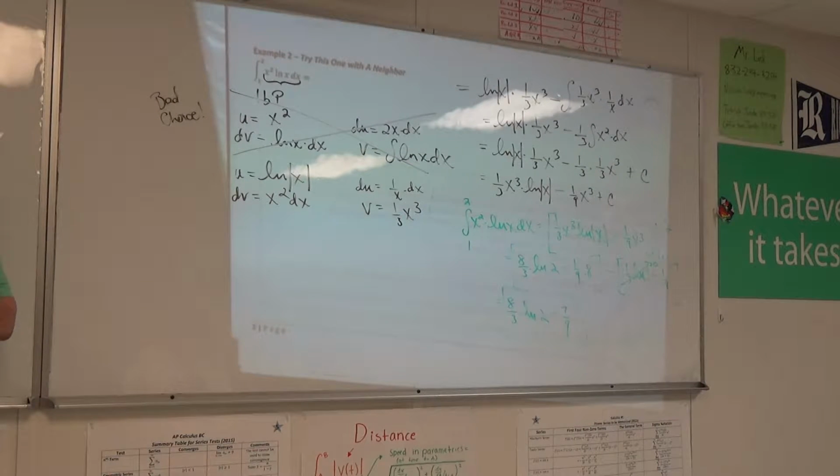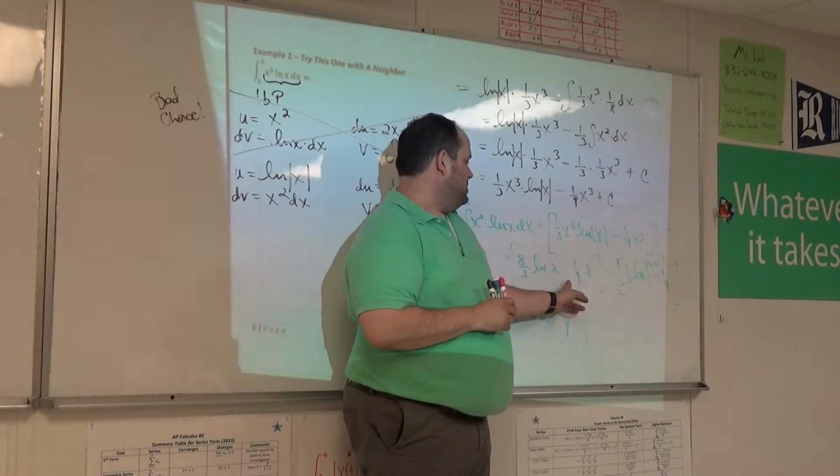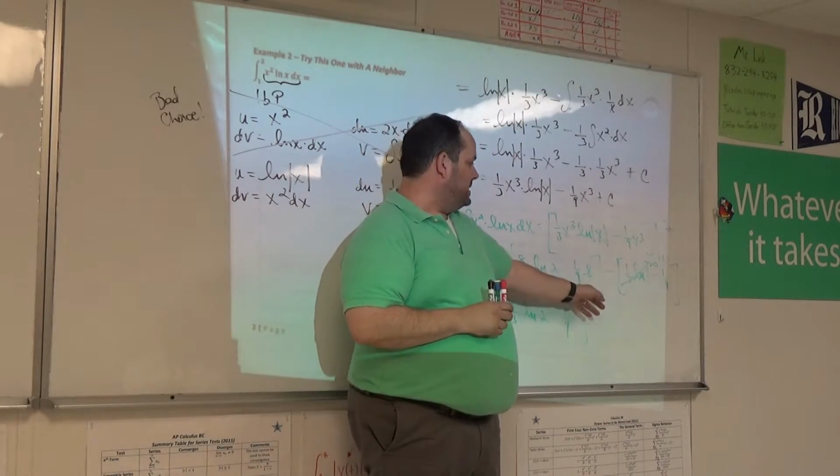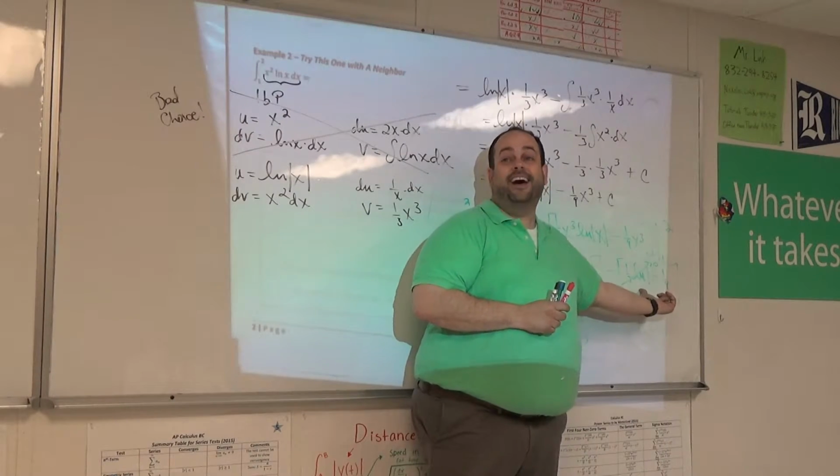Brian, you okay? Wait, I thought it was 8 over 9. It was. 8 thirds natural log of 2 minus 8 ninths. Minus, you still have to plug in the 1 over. Yeah.